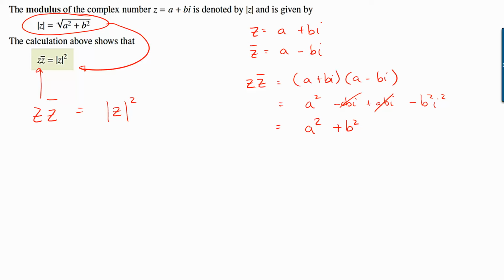Now, this is what Z times Z bar is. But then the question is, what is this talking about here? Mod of Z. So they said that the modulus of a complex number is denoted by root of a squared plus b squared. If we take it a step further, what we're really trying to say is this. Because when we're talking about a complex number, in order to represent it, what you need to understand is complex numbers have an imaginary part. It has an imaginary number system that doesn't exist in our real value system.